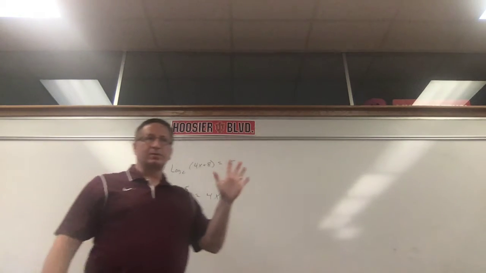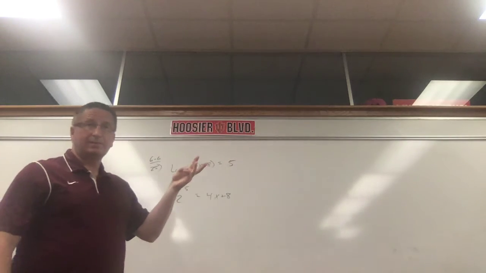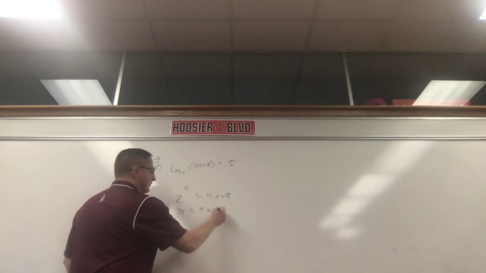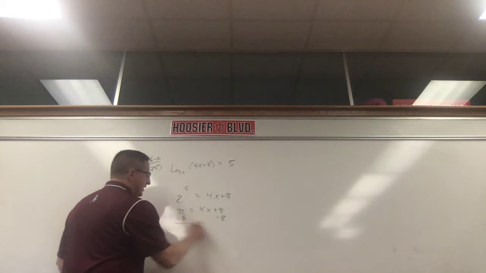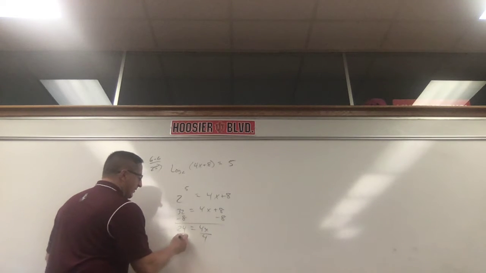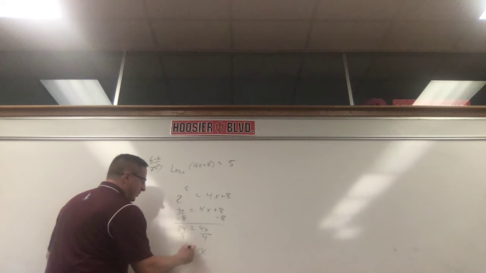What is 2 to the 5th? 2 times 2 times 2 times 2 times 2. 2 times 2 is 4, times 2 is 8, 16, 32. Now it's a whole heck of a lot easier. We subtract 8 from each side. 32 minus 8 is 24. It's 4x, we divide by 4, x equals 24 divided by 4, which is 6.